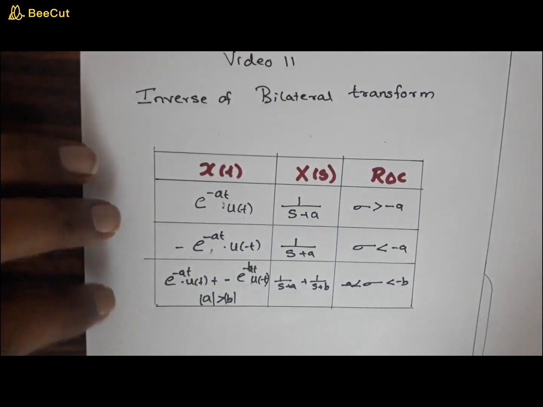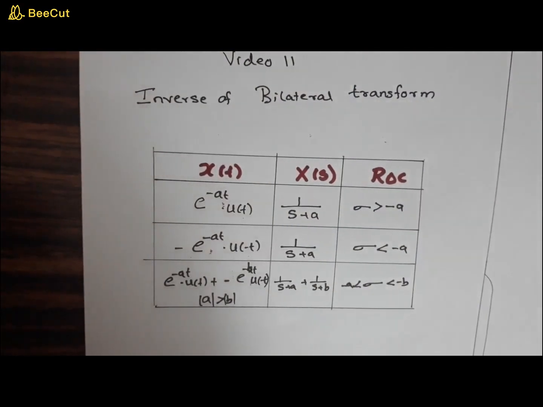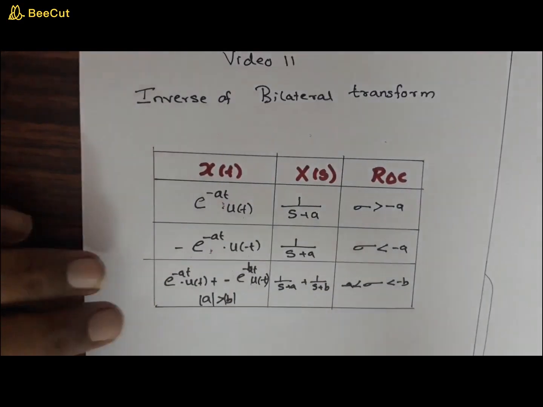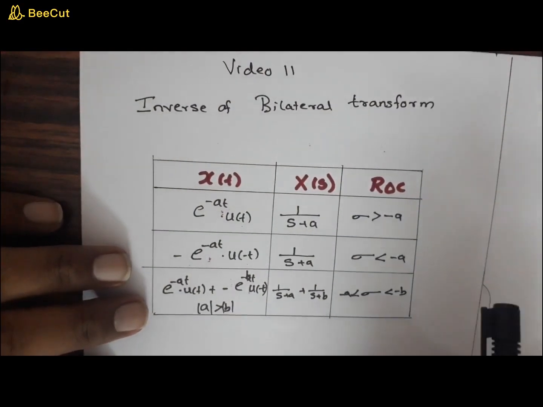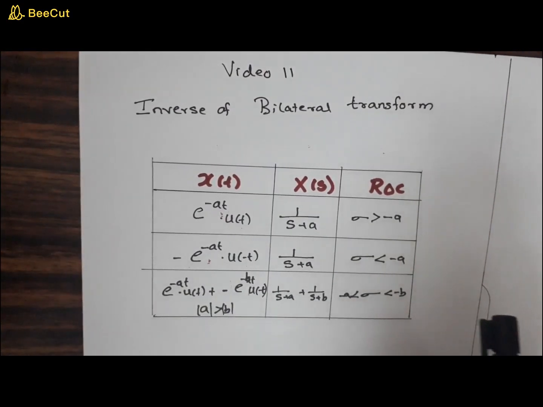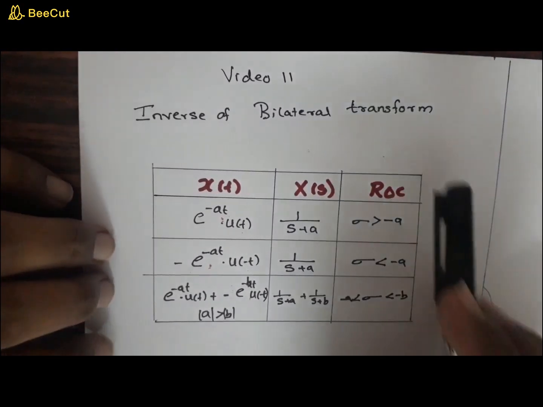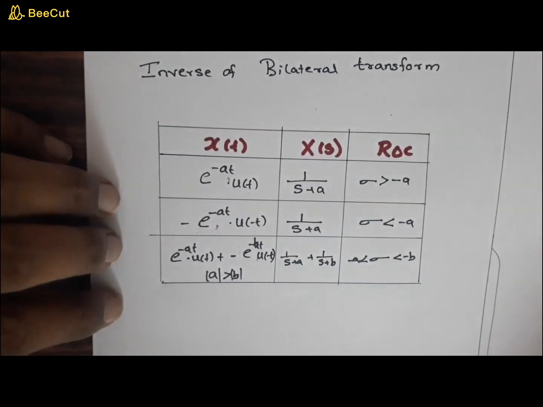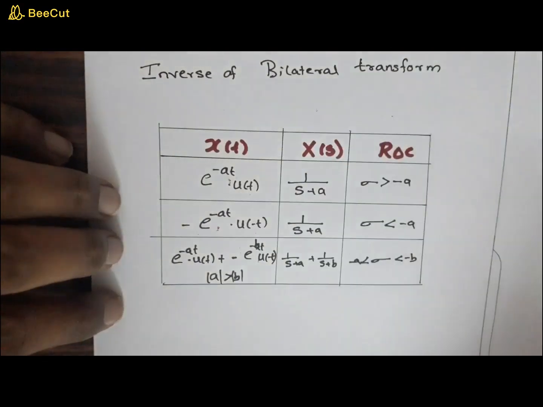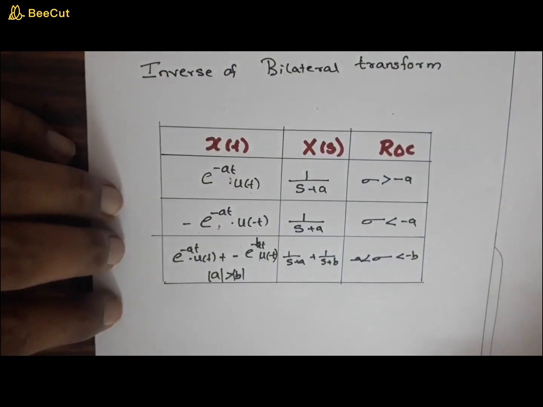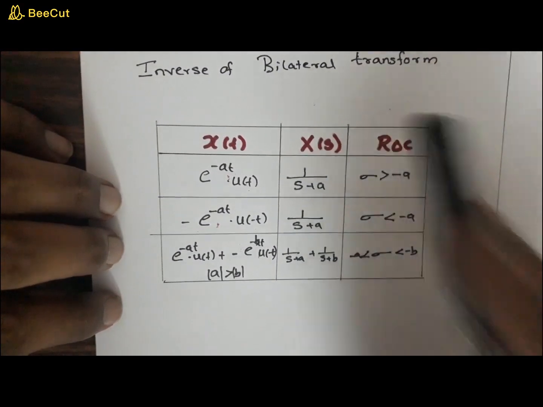The bilateral transform is the transform of a double-sided signal. Okay, so the signal can extend from minus infinity to plus infinity. So if you are taking the inverse of such a transform, those signals will be defined for different regions of the S plane, and the specification of that region is what is called the region of convergence. So when you find the inverse of such a transform, it's very important to consider this ROC.